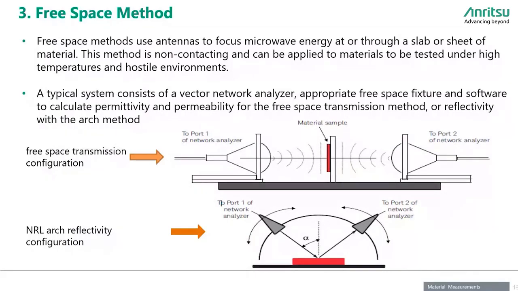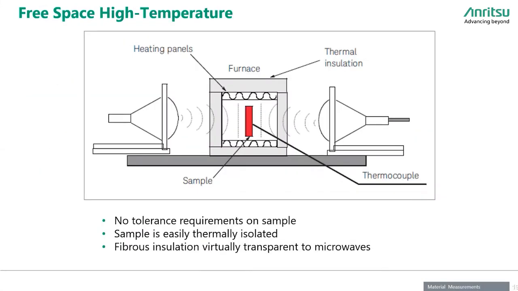There is a third method as well in free space, which we call high temperature free space. That means if we have to keep the material under test at certain temperature conditions, then we can put that under a furnace which is thermally isolated. However, these furnaces or insulation are virtually transparent to the microwave energy, so we can transfer the microwave energy into the furnace to the material without any problem, and we can do our measurements.